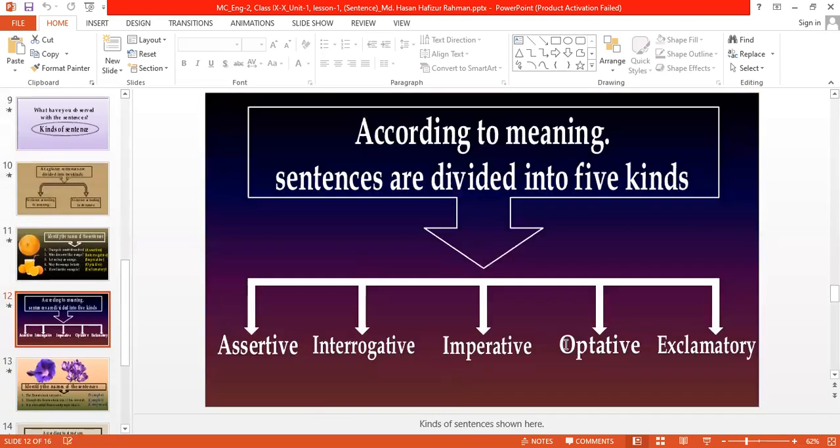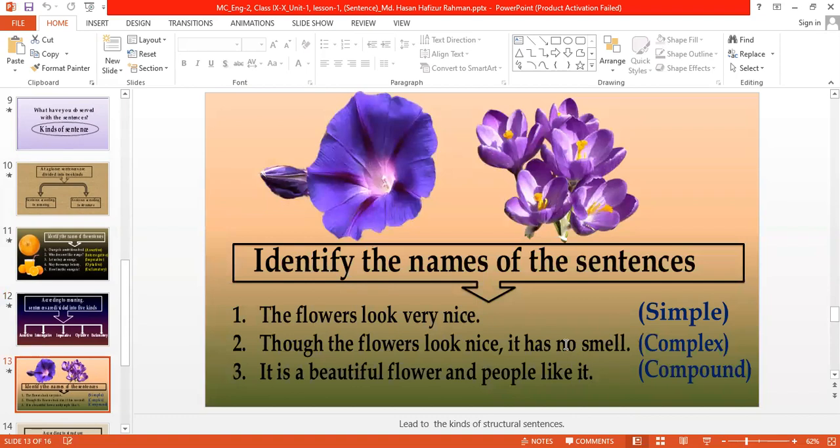Okay, my dear students, next look at the board. According to meaning, sentences are divided into five kinds: assertive, interrogative, imperative, optative, and exclamatory. Now, before the slide, you know about this. Okay, my dear students, you memorize it and remember these kinds of sentence in your mind. Next, identify the name of the sentence.